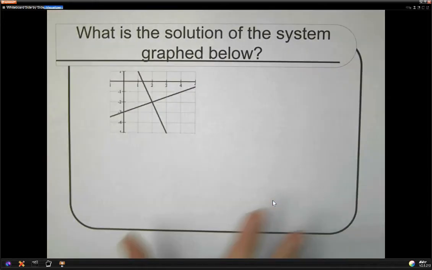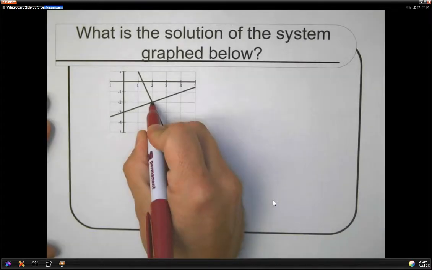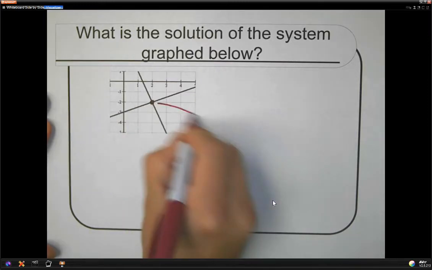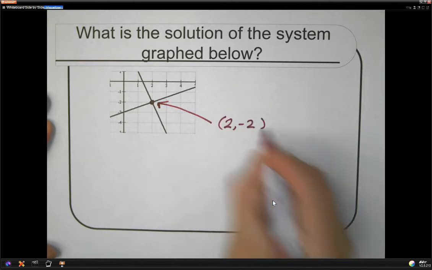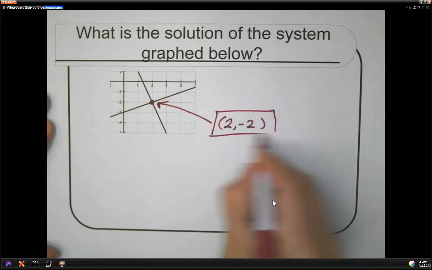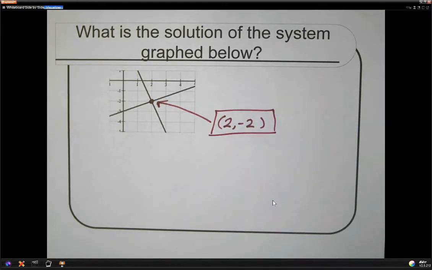For our first example, it says, what is the solution of the system graphed below? So we're given a graph with these two lines, and they want to know what the solution is. Well, again, this is a system. There are two or more graphs being represented. In this case, there are two. And so what we are looking for, the main thing, is that point of intersection. I notice that the two lines intersect right here at this particular area. This is the point (2, -2). Thus, this is the solution based on this system. So again, we're looking for that point of intersection.